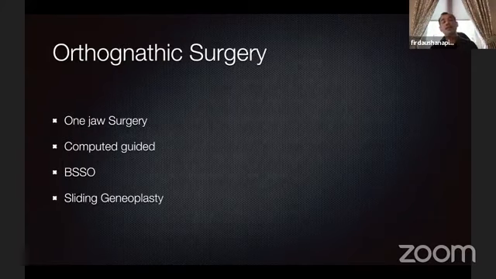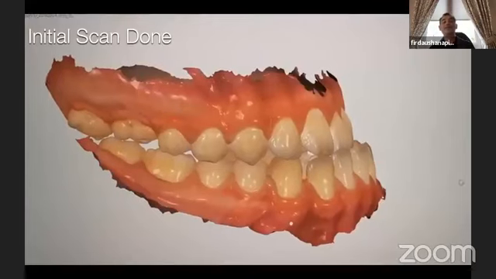So in this case, we did the treatment planning. We decided that a one-jaw surgery was good because his maxilla was quite normal. We did his computer-guided treatment planning, with all the criteria that were needed to do the computer-guided surgery. We decided to do a bilateral sagittal split osteotomy and a sliding genioplasty in this case.